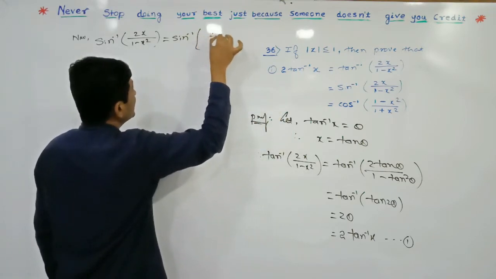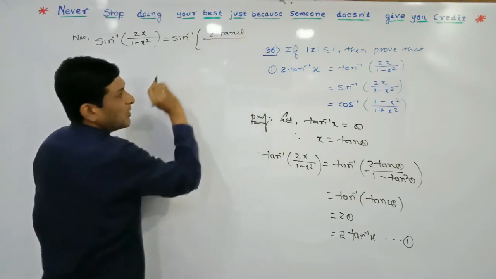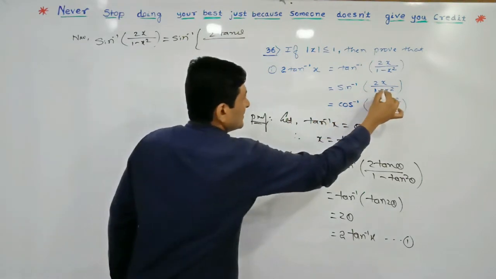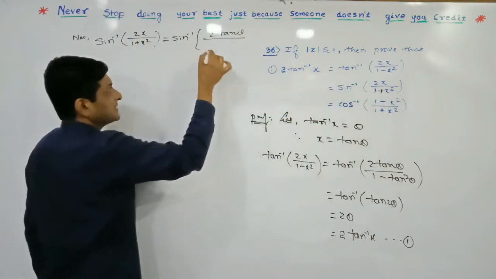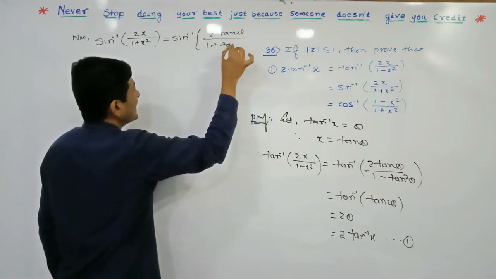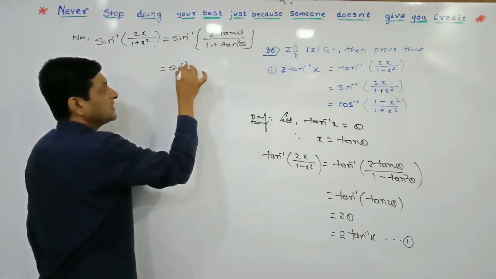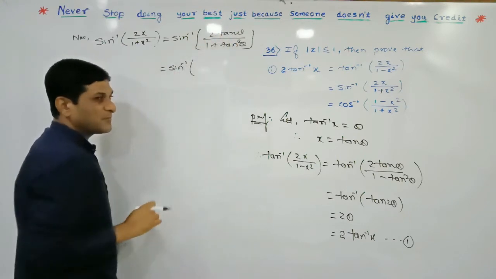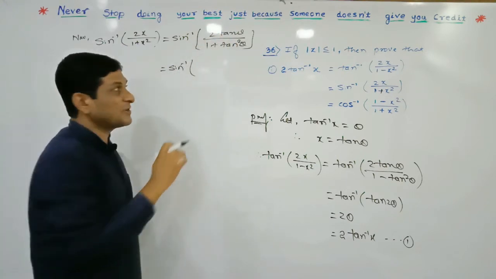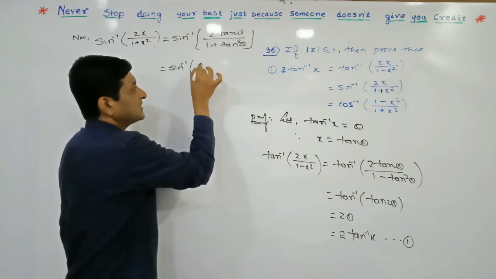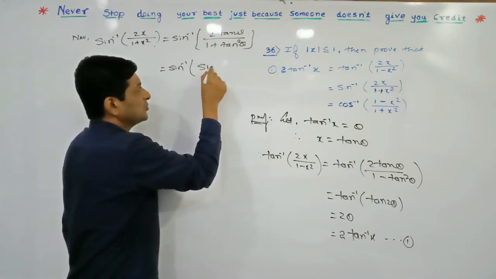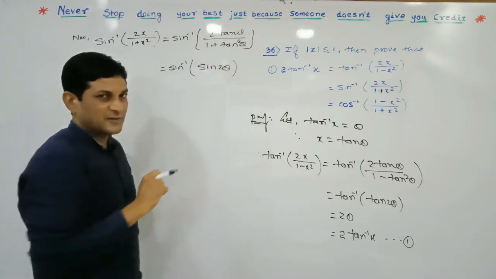So what will we get here? 2 tan theta upon... sorry, here it is plus, so here also we will get plus. So 1 plus tan square theta. This is equal to sin inverse of 2 tan theta upon 1 plus tan square theta, which is nothing but the value of sin 2 theta according to the double angle formulas.